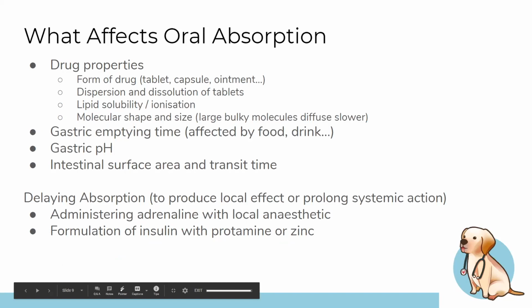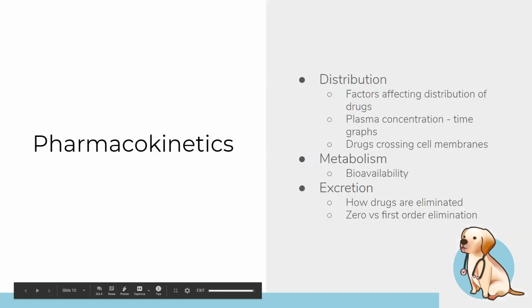So we can delay absorption. So this can either produce a local effect or prolong systemic action. So we can do this a couple of ways. So one is to administer adrenaline with a local anesthetic, and another is the formulation of insulin with protamine or zinc. So I'll move on to pharmacokinetics.